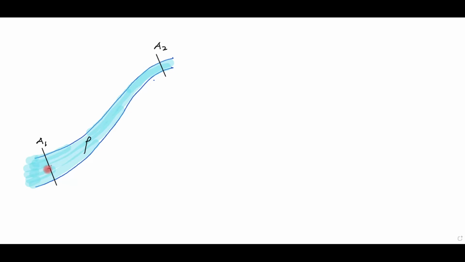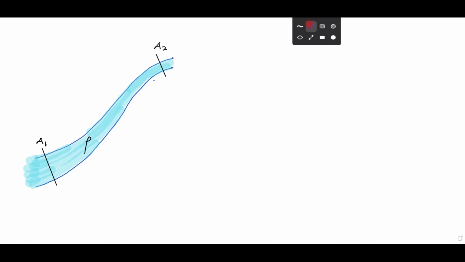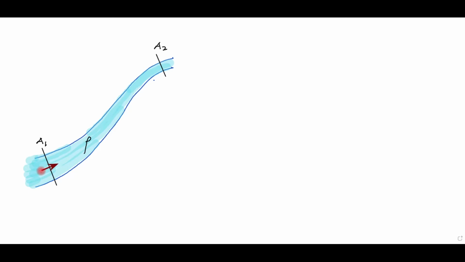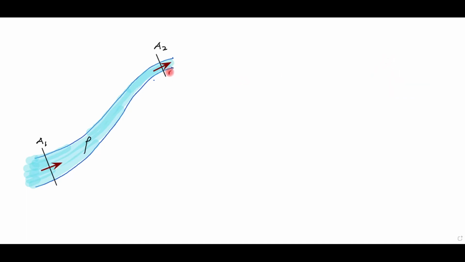While the liquid passes through this cross section, its velocity is, suppose, V1, and when the liquid passes through this cross section, its velocity becomes V2. So this is the velocity V2 and this is the velocity V1. Area of cross section, here it is A1, and the area of cross section, here it is A2.